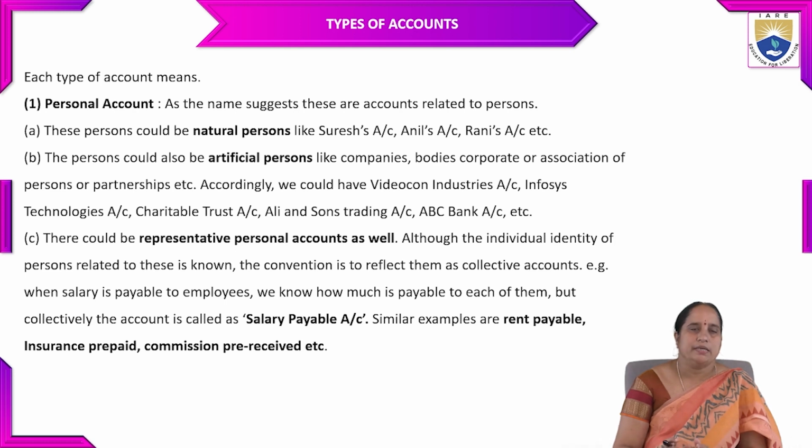Although the individual identity of persons related to these is known, the convention is to reflect them as collective accounts. For example, when salary is payable to the employees, we know how much is payable to each of them, but collectively, the account is called salary payable account. Similar examples are rent payable, insurance prepaid, commission pre-received, etc.